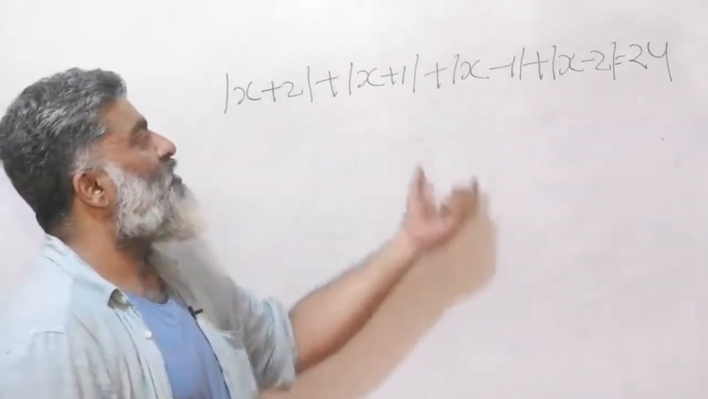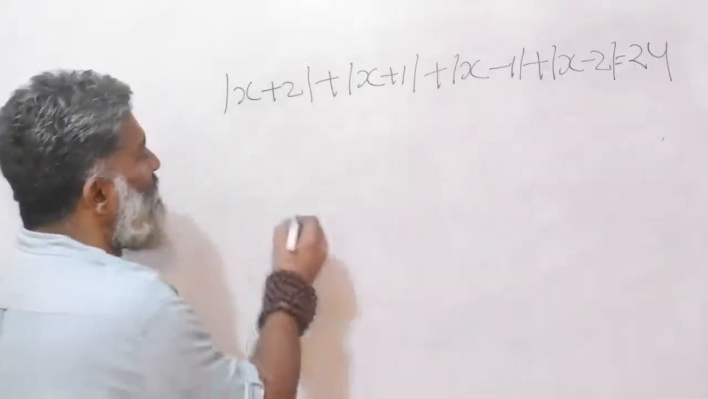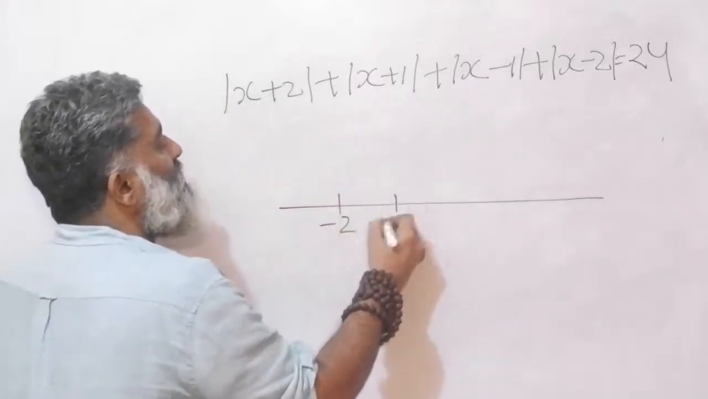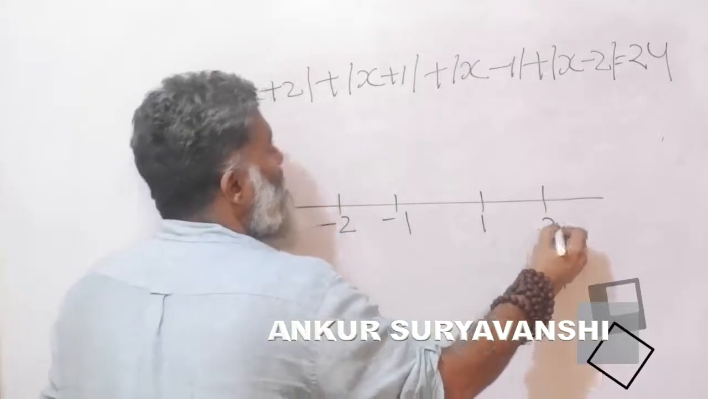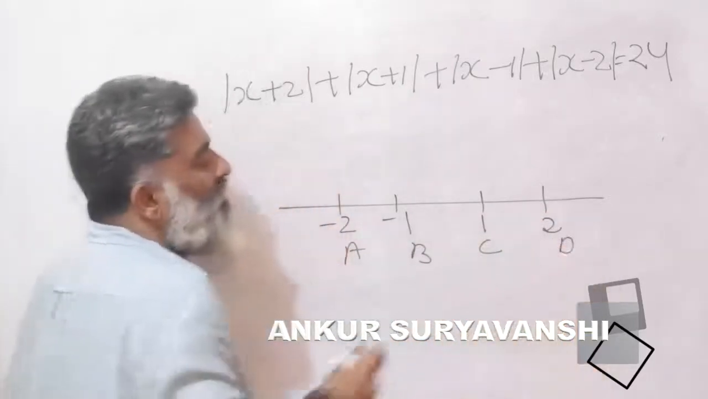Mod of x plus 2, mod of x plus 1, mod of x minus 1, mod of x minus 2. The total is equal to 24. Quickly draw the houses on the number line at -2, -1, 1 and 2. This is A's house, B's house, C's house, D's house.